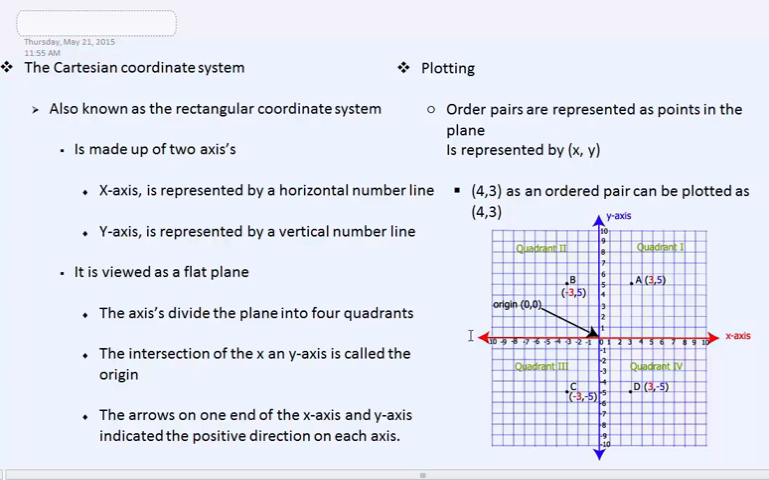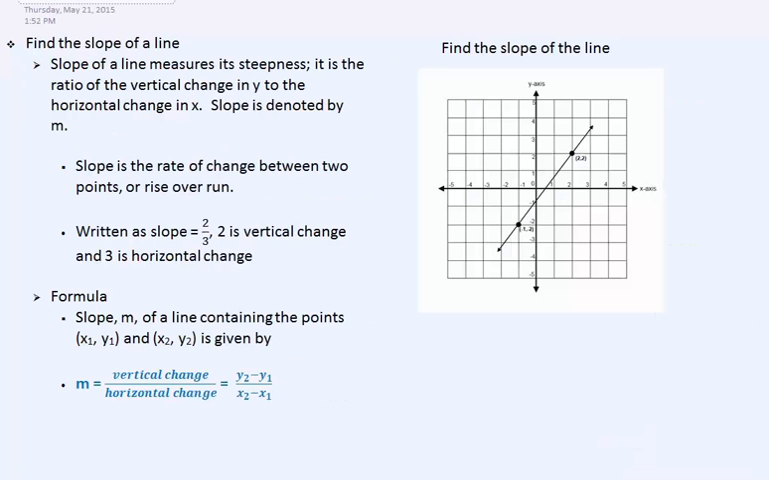When we plot our points, our ordered pairs are represented as points in the plane, and are typically represented as x and y. So if we have an ordered pair that's 4 and 3, it can be plotted as 4 units on the x-axis and 3 units in the positive y-axis.